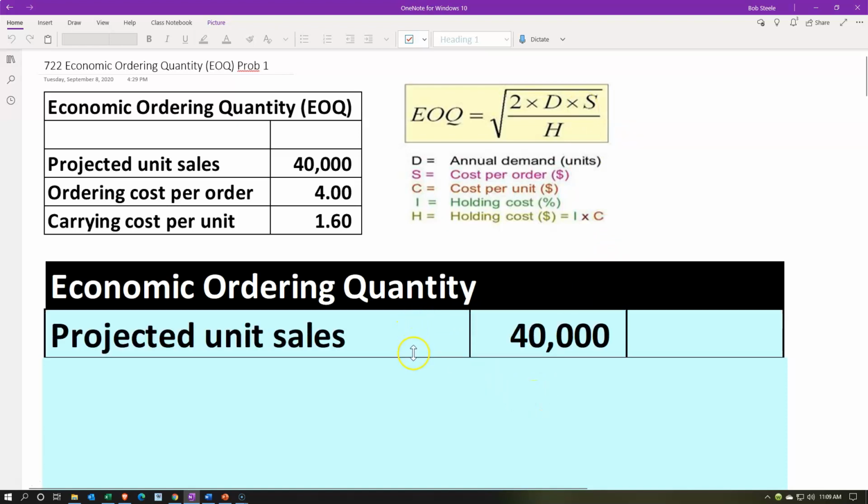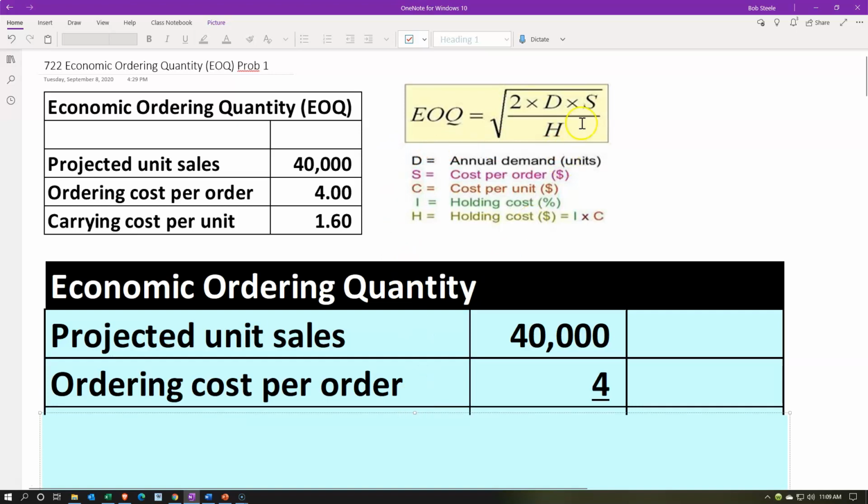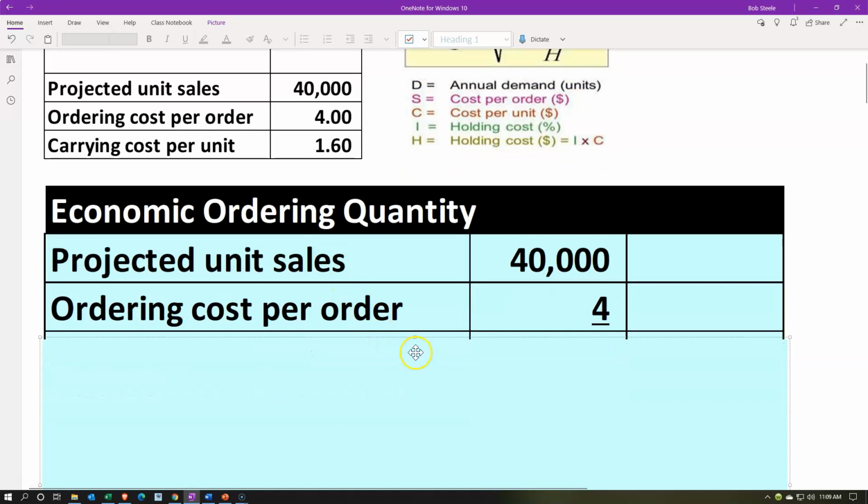We're going to say we want the projected unit sales. So notice I'm not starting with 2. I'm going to start with the projected unit sales, which is D. That's going to be what we're going to sell over the year. And then I'm going to multiply that times S, which is the cost per order. In our case, the ordering cost is 4. So the cost is $4 every time we place an order, just basically the cost of doing that process, placing the order.